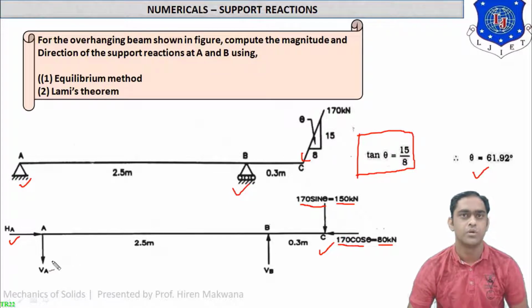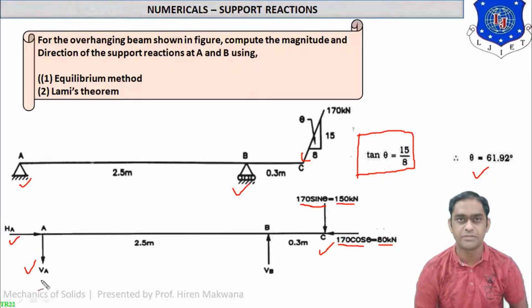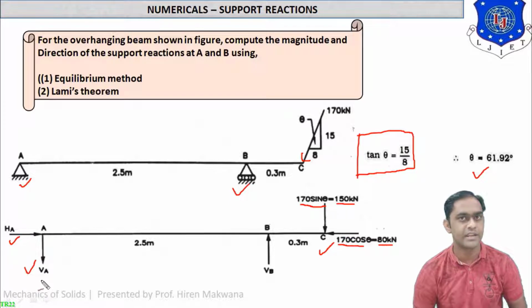Now you are wondering why this VA is going down. Actually VA is going down in this figure. It means that when we calculate support reactions, maybe the value of VA will be negative. So when VA becomes negative, it can be drawn downwards, but it doesn't matter. You can start with the upward direction also, but you will get the answer in negative value.